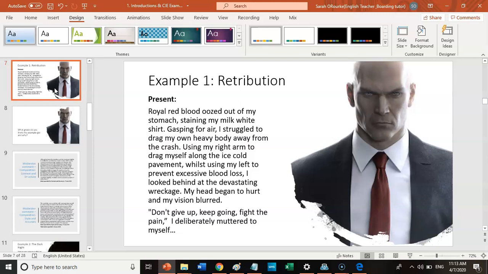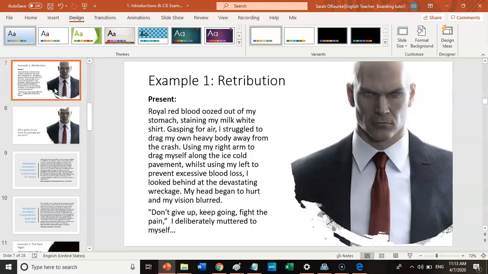And I'll just read out a short extract from it, not the whole story. Make sure that you have read the whole story though. Royal red blood oozed out of my stomach, staining my milk-white shirt. Gasping for air, I struggled to drag my own heavy body away from the crash. Using my right arm to drag myself along the ice-cold pavement, whilst using my left to prevent excessive blood loss, I looked behind at the devastating wreckage.